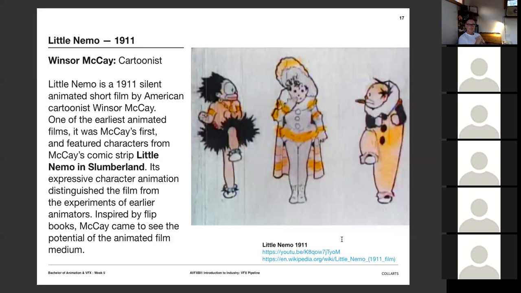So really quite important. Winsor McKay was a really important figure in so much that, one, he drew really, really well, but also he was quite significant in taking animation to that next level. He had expressive characters and appealing characters that became characters in their own right. They weren't just this curious oddity.